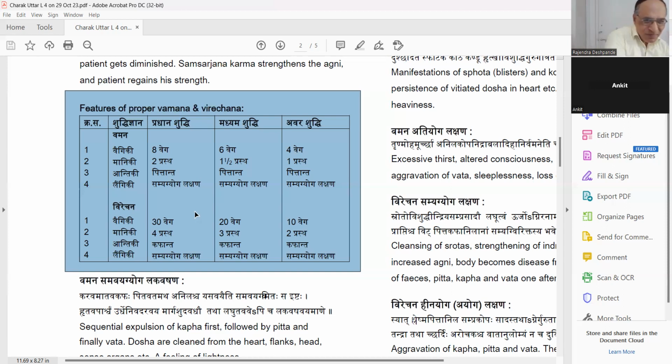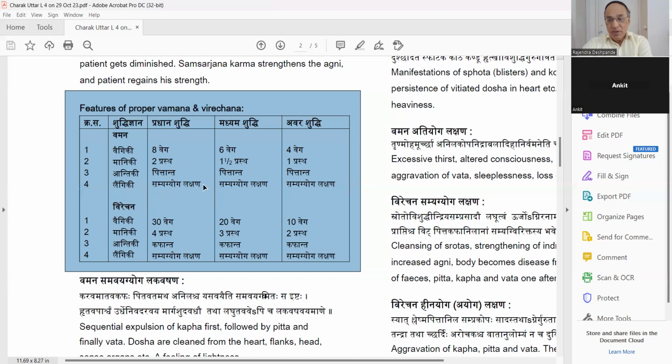Then Antiki: when you are doing the Vamana, first the medicine will come, then cough will come, and lastly Pitta will come. That burning sensation will be here. That is enough Vamana. In the Virechana, first Pitta will come out, and then lastly Kapha will come. This is the difference.